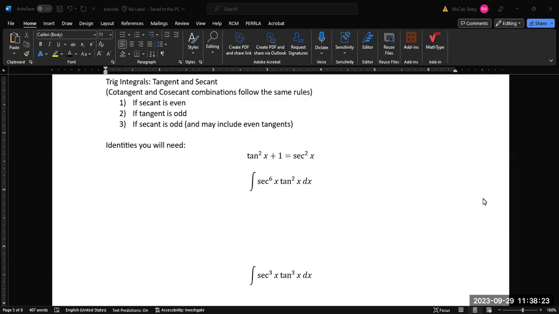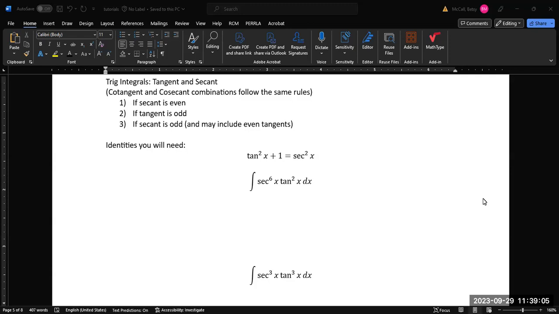The only real difference between the secant-tangent combinations versus the cotangent-cosecant combinations is that when you take the derivative of cotangent and cosecant, you get minus signs. And so you need to keep track of those. Secant and tangent don't have those minus signs, and so it's a little bit easier. You will see secant-tangent combinations the most in textbooks, but they will occasionally throw a cotangent-cosecant at you just to see if you can generalize these same rules. But we're going to focus on secant and tangent here.